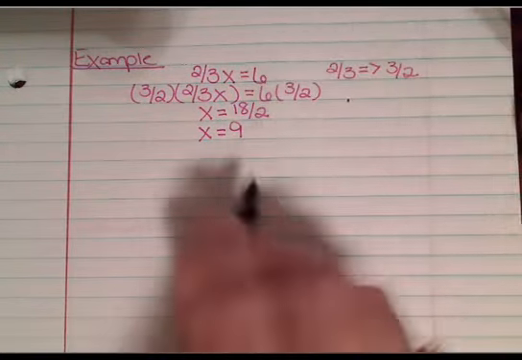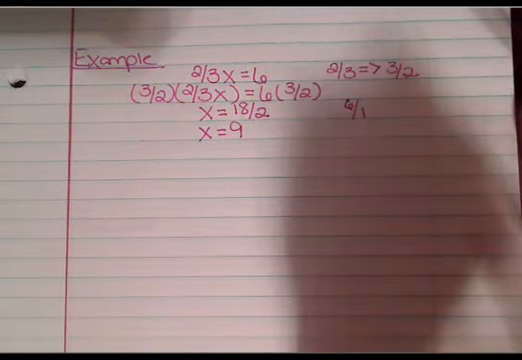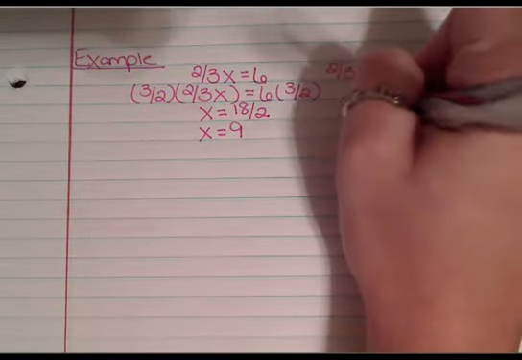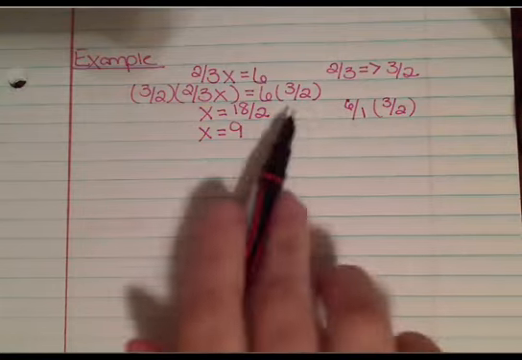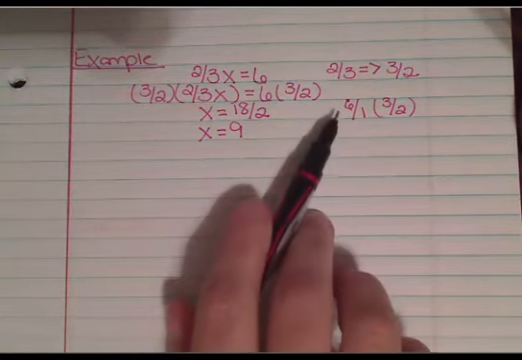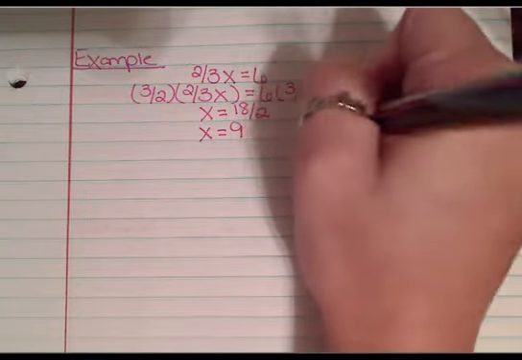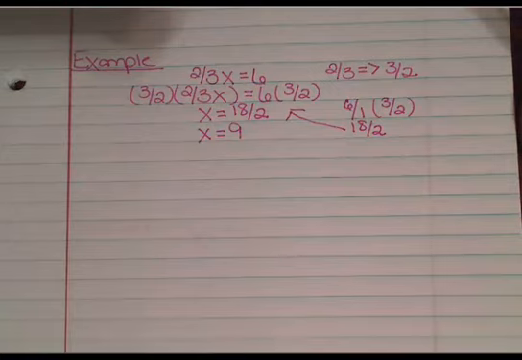When you have a whole number, you'd switch that to a fraction. So it'd be 6 over 1. And then you'd still have times the 3 over 2. And when you're multiplying fractions, you're just multiplying straight across the top and straight across the bottom. So that would give you 18 on top and 2 on bottom, which is what we had. Okay, so we get x equals 9.